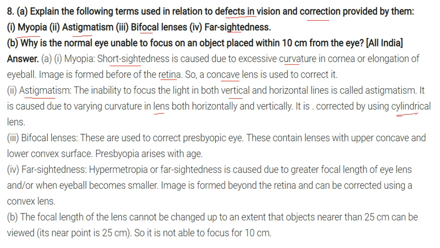This is corrected by using a cylindrical lens. Bifocal lenses are used to correct the presbyopic eye. These contain lenses with upper concave and lower convex lens.